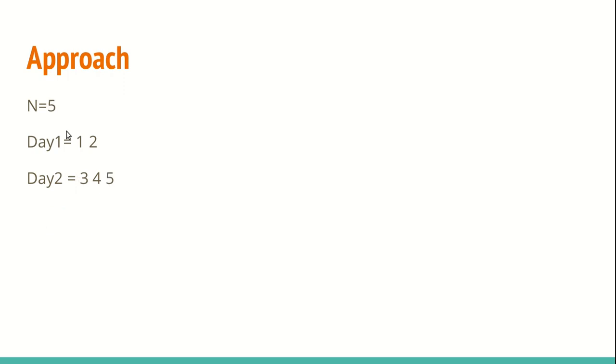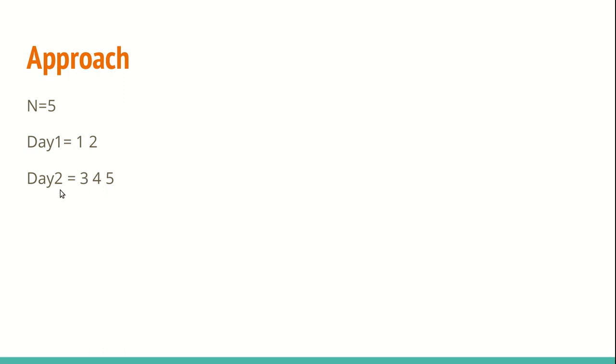So what if n is odd? Then I will take all the even numbers on different days. So there will be 2 even numbers, 2 and 4. So I'll put 1 here, and I'll put 3 4, and also I'll put 5 here. So one thing that you can observe here is that if n is odd, on the last day you will get 3 numbers, but on all the remaining days you will get 2 pages to finish, right?